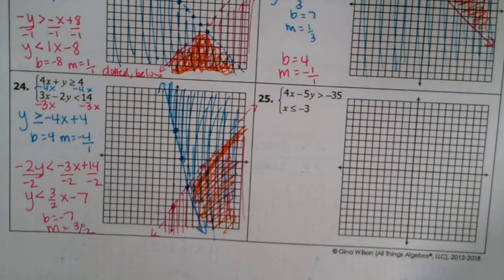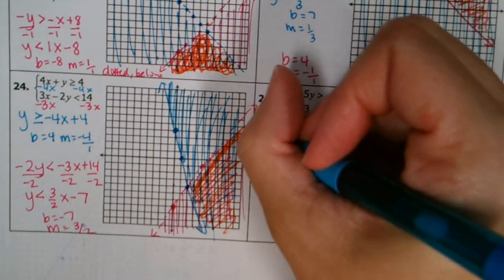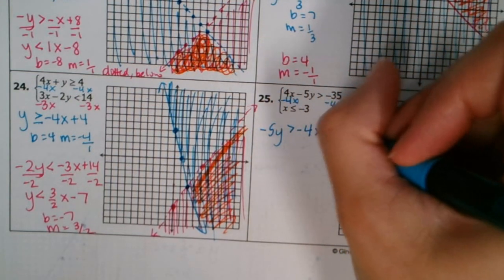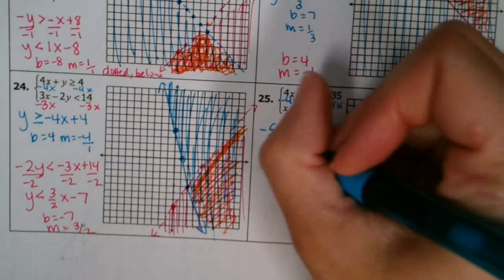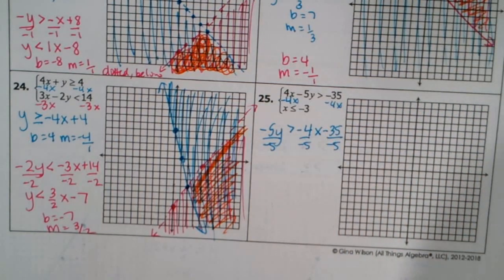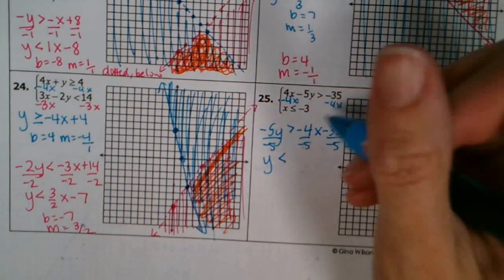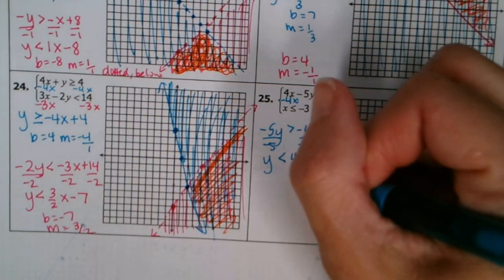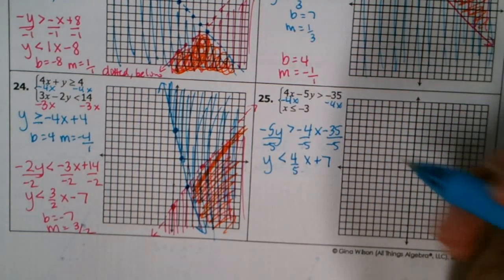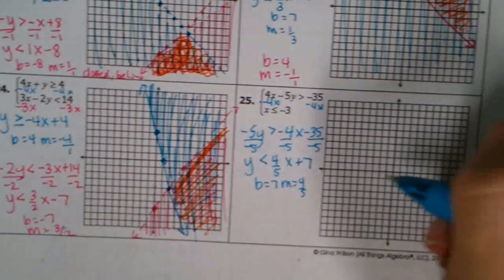25. We have to move the 4x over. So we've got negative 5y is greater than negative 4x minus 35. Divide by negative 5. Because I divided by a negative, the sign flips to less than. Negative over negative makes a positive, and negative over negative makes a positive. So the b is 7, the m is 4 over 5.